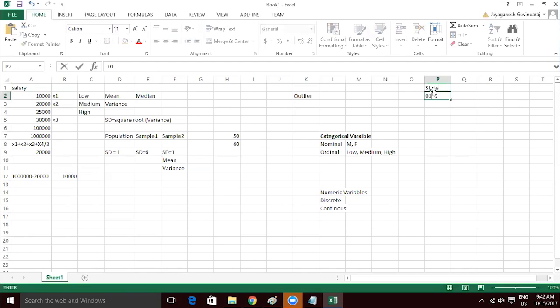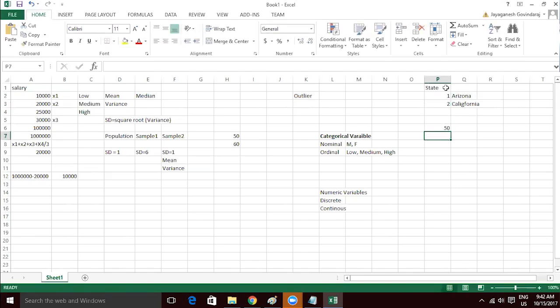Okay, 0, 1 is Arizona, and 2 is California, something like this. So the US basically has 50 states, and every state has a number. This is a numerical number, 1, 2 till 50.